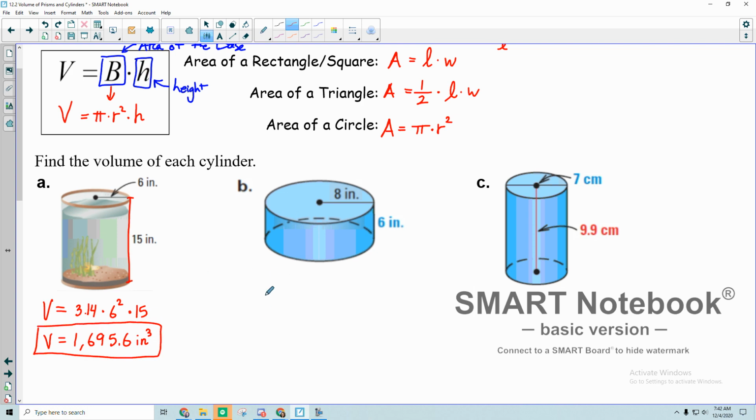Okay, let's try this with another one. So volume is going to be equal to 3.14 times 8 squared times 6. 8 was our radius. I just plugged it in for the radius there. 6 was the height. So 3.14 times 64 times 6 gives me 1,205 point. Let's go ahead and round to the nearest tenth, so 0.8. And again, inches cubed.